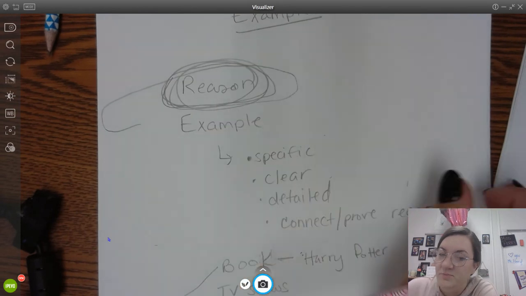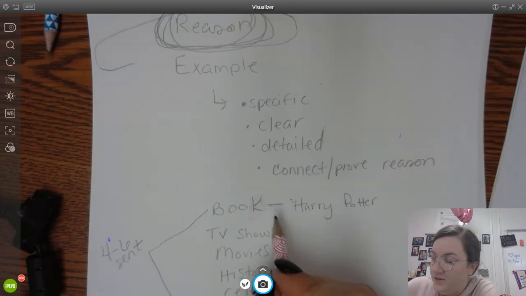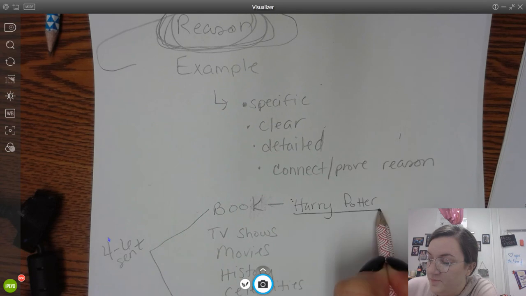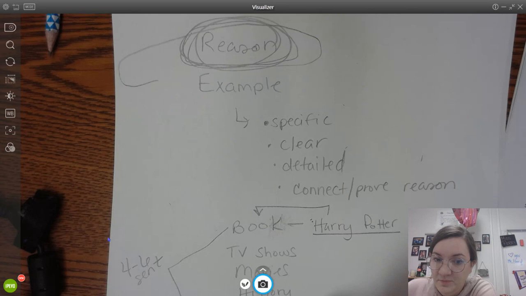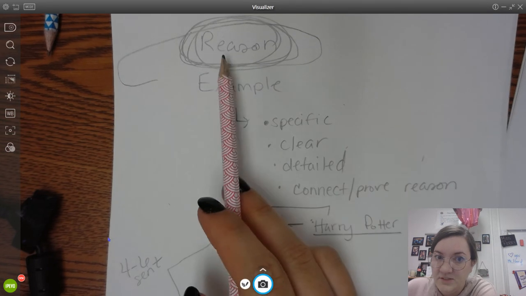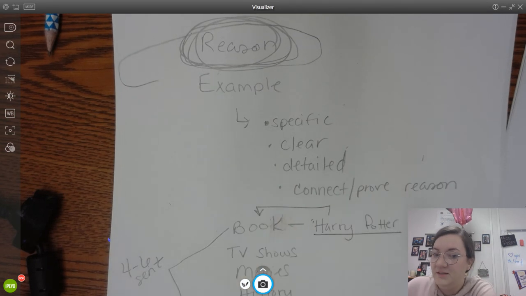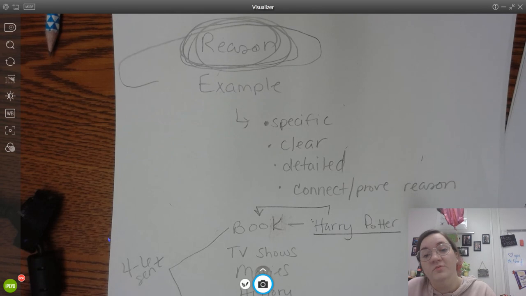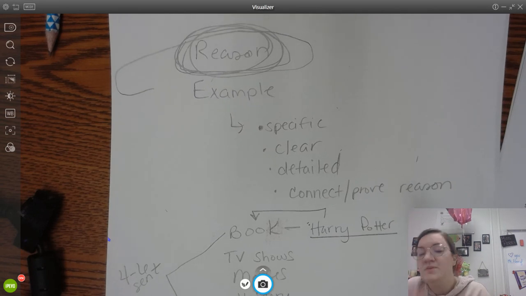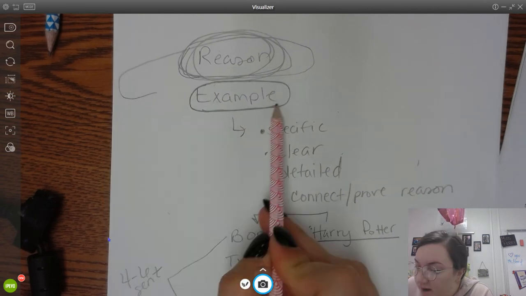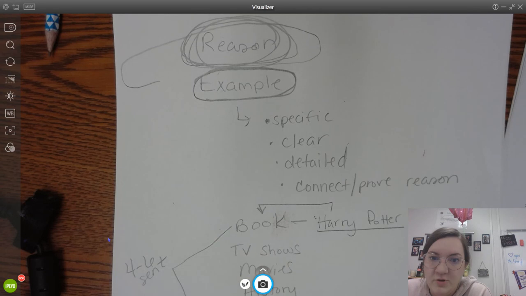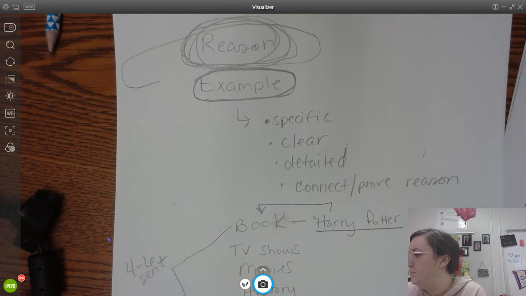You know how I was telling you the example of Harry Potter as a book and how you could use it to support a reason? I gave you an example to explain what I meant. And then hopefully you all were able to understand better. That's the purpose of your example in your essay, right? You've given me your reason and you've clarified that by providing an example that everyone can understand. That's the point of that.